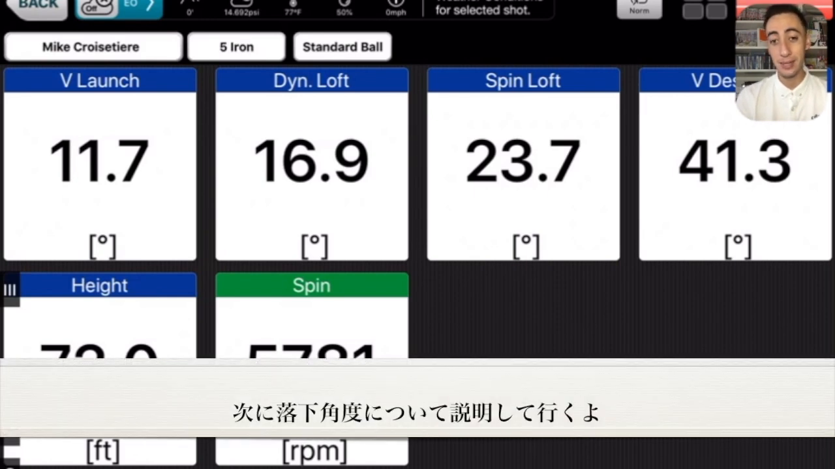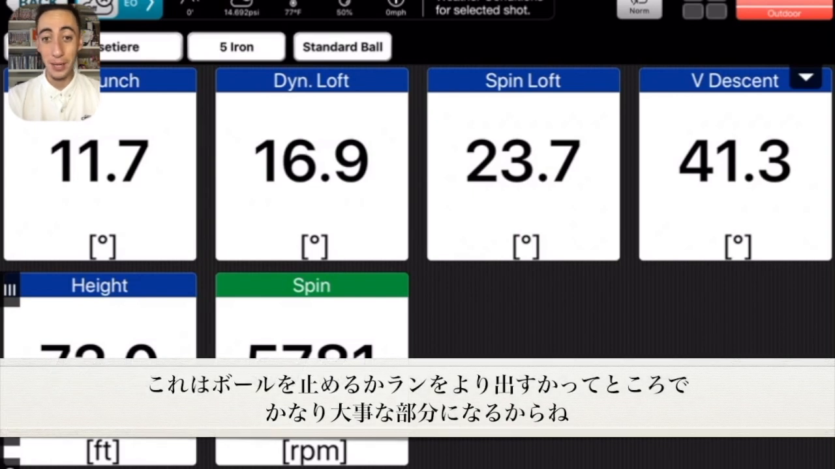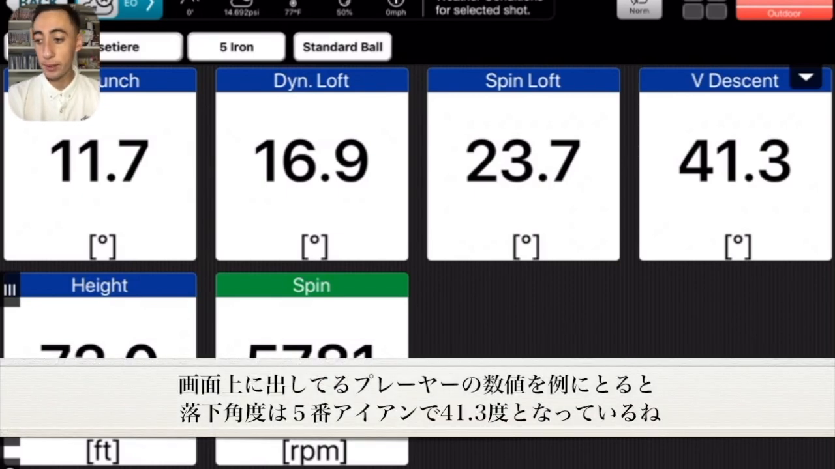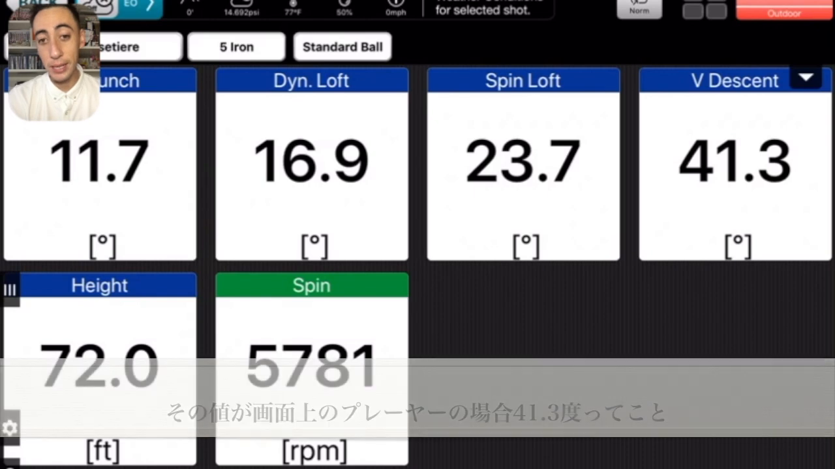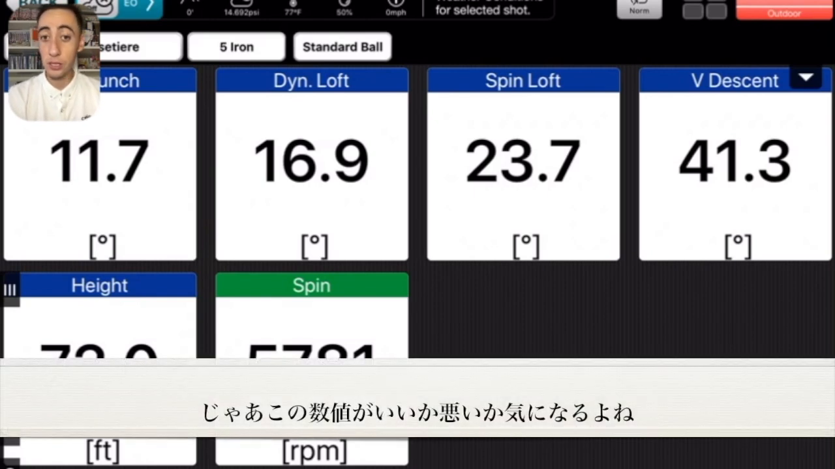Let's move on to the next data point, which is vertical descent. Vertical descent is another important thing when we're talking about whether we want to stop the golf ball or want the golf ball to roll out more. Let's give you some examples here. This player has 41.3 degrees of vertical descent, and this is with a 5-iron. That means that when the golf ball reaches its peak height, the highest point in the swing arc, whatever angle it comes down on relative to the ground, that's going to be his vertical descent. In this particular case, it's 41.3 degrees. So you're probably thinking, is this good or bad, Kiwi Coach?